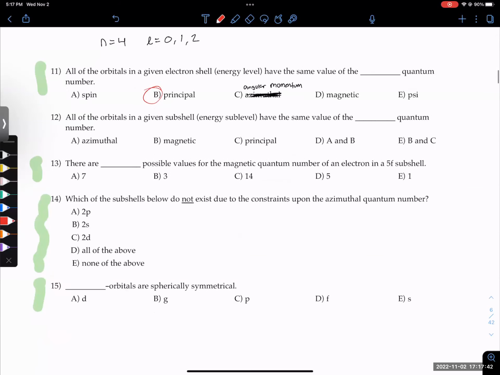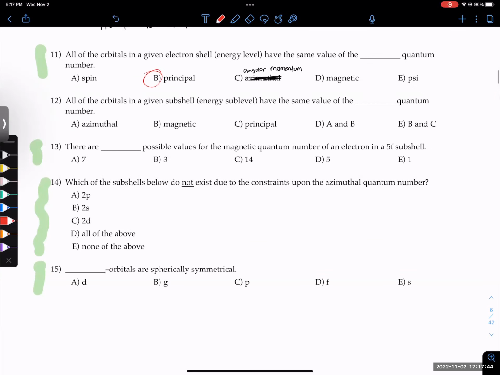Okay, number 13 is the next one. There are blank possible values for the magnetic quantum number of an electron in a 5F subshell. This kind of requires you to know your rules of quantum numbers and also which one is the magnetic quantum number. That one's horribly worded, really weird, and the answer doesn't make sense.